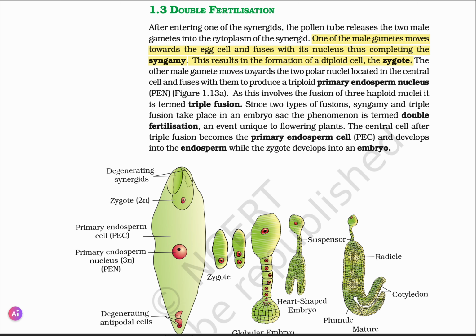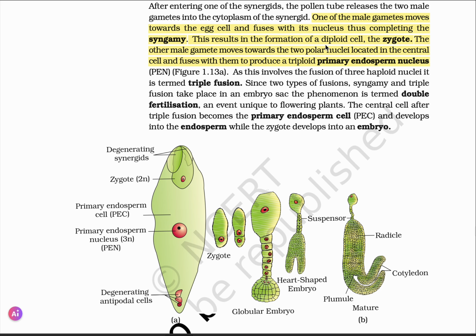The other male gamete moves towards the two polar nuclei located in the central cell and fuses with them to form the triploid PEN, which is the primary endosperm nucleus, which later forms the PEC, the primary endosperm cell. So we need to first remember that PEN is formed, later PEC is formed. This is an MCQ that we could get in NEET or in CBSE.